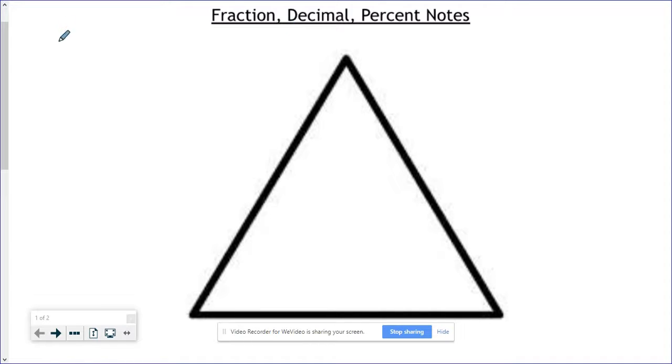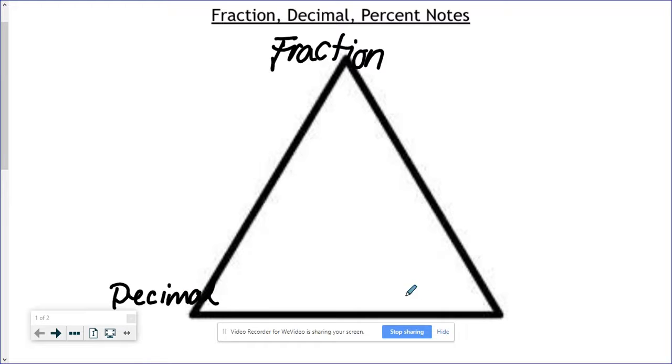So we're going to start with labeling this triangle. The top of my triangle, I'm going to write the word fraction. And again, my handwriting, not the best. I'm going to go to this corner and write the word decimal. And then I'm going to go to this corner and write the word percent. If I move too fast, you can always pause the video. So we're going to talk about how we can move from a fraction to a decimal to a percent, and then we'll go back and forth between the two.